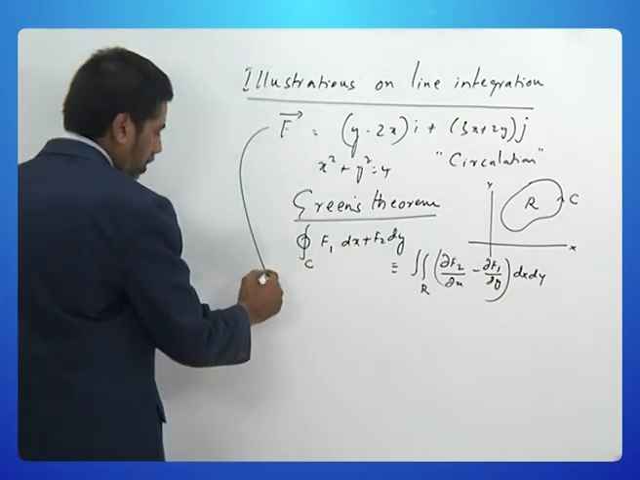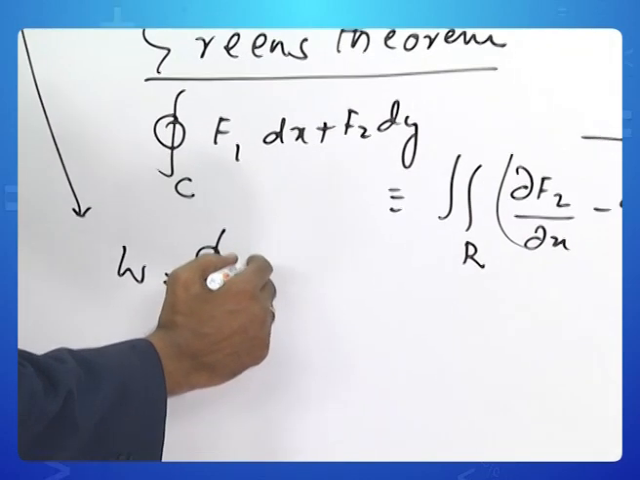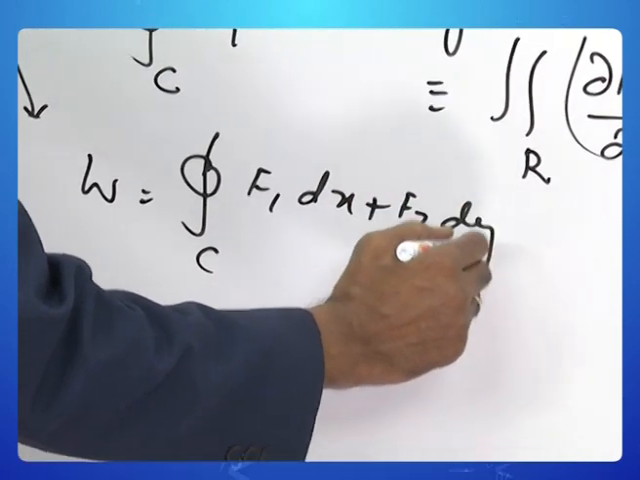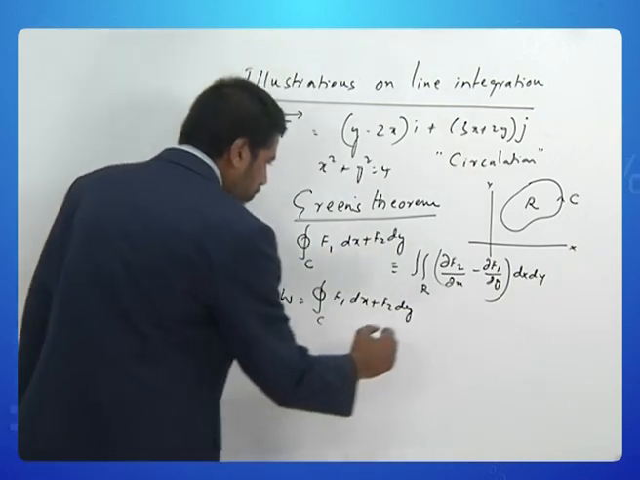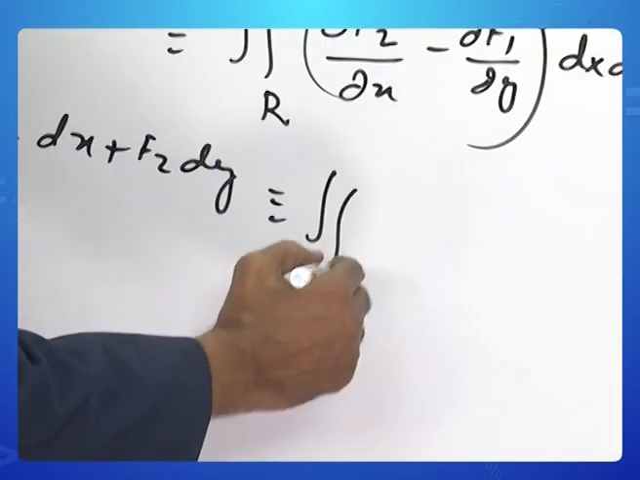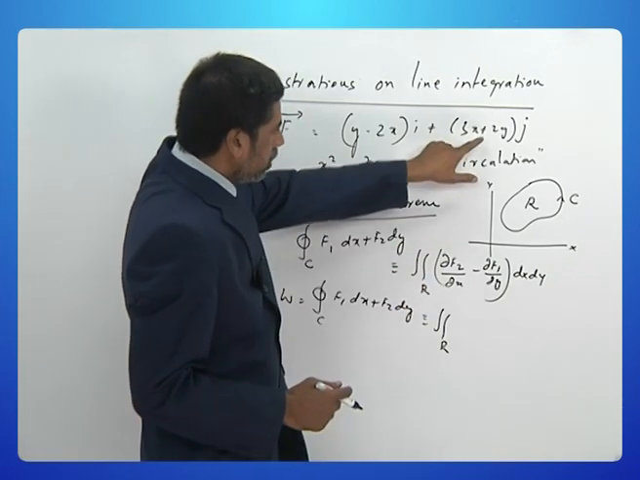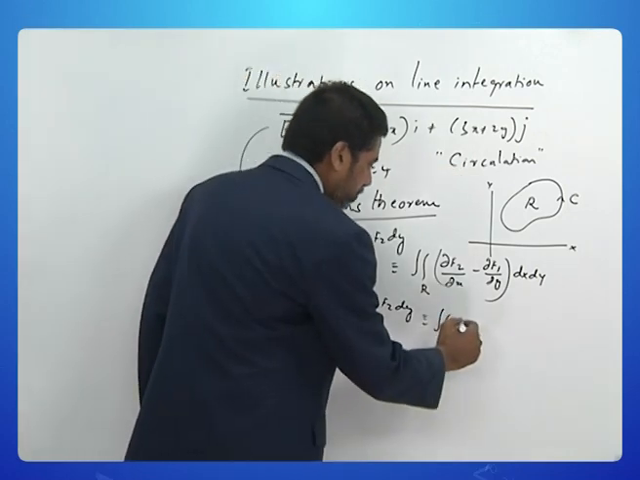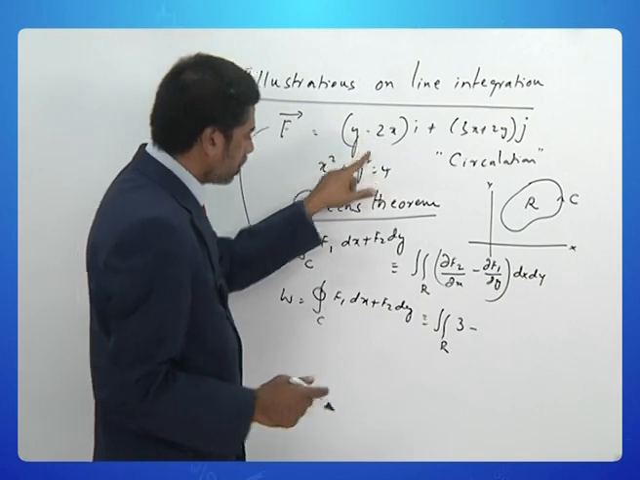So, this is the field. So work done is equal to the integral of f1 dx plus f2 dy. Here this is f1, this is f2. So this would be identically equal to the double integral over R of dou f2 by dou x. So integrate this with respect to x partially and you will get 3, minus dou f1 by dou y, that gives you 1.